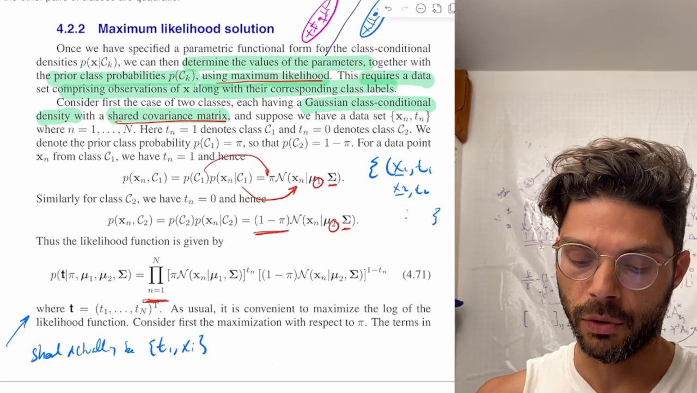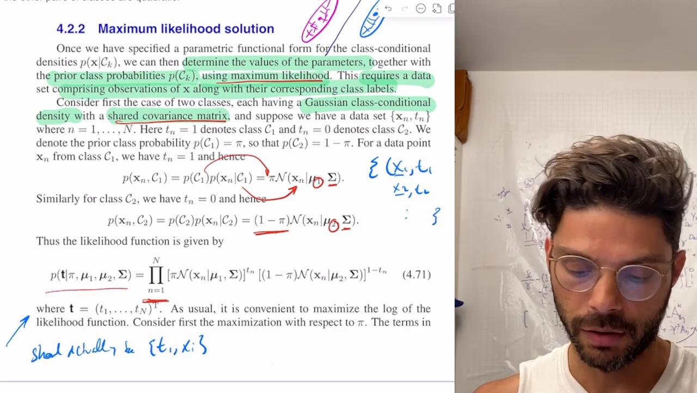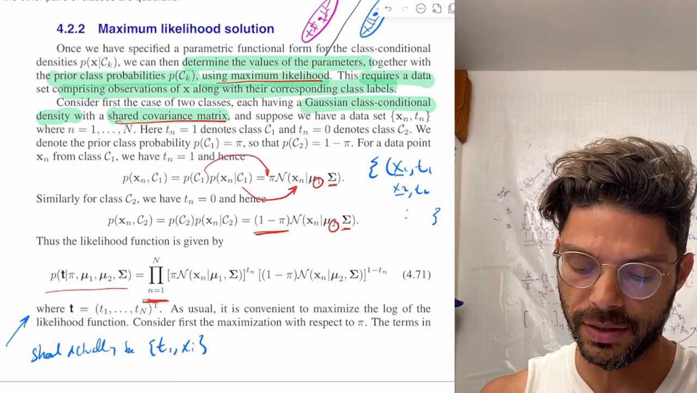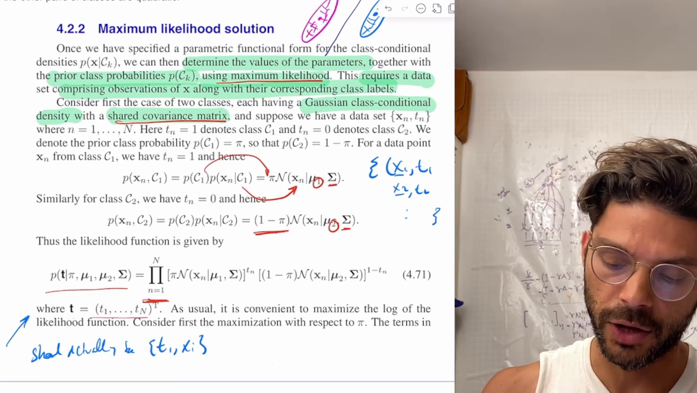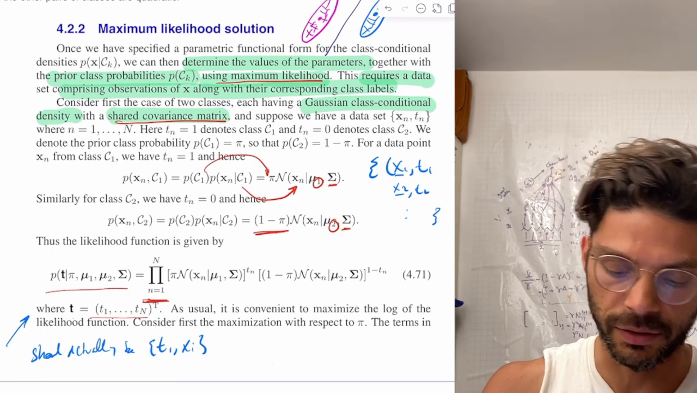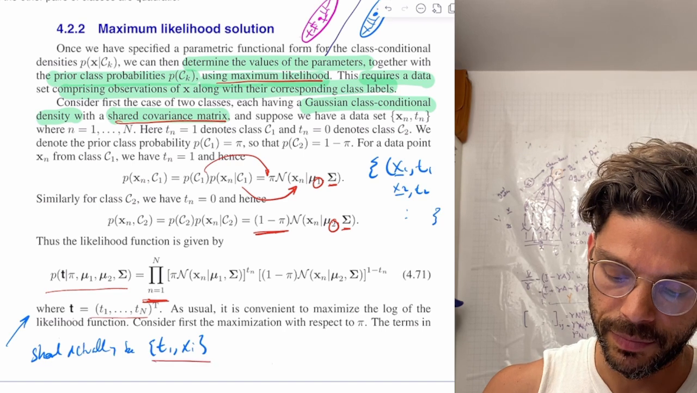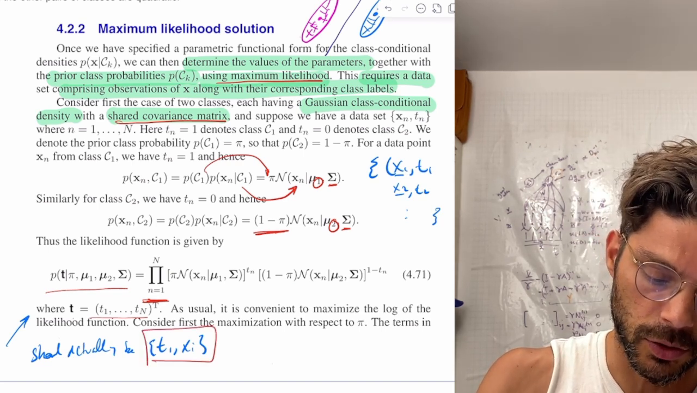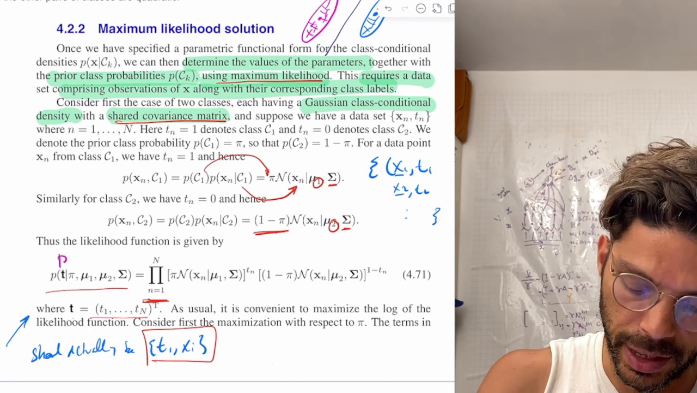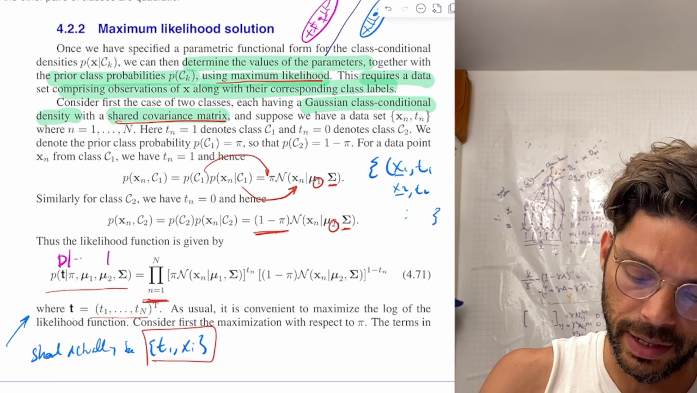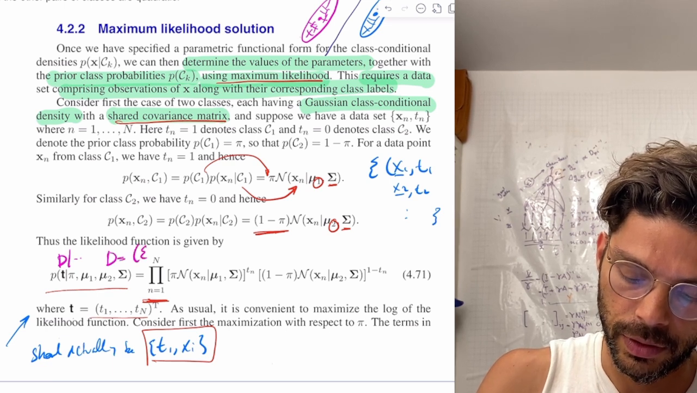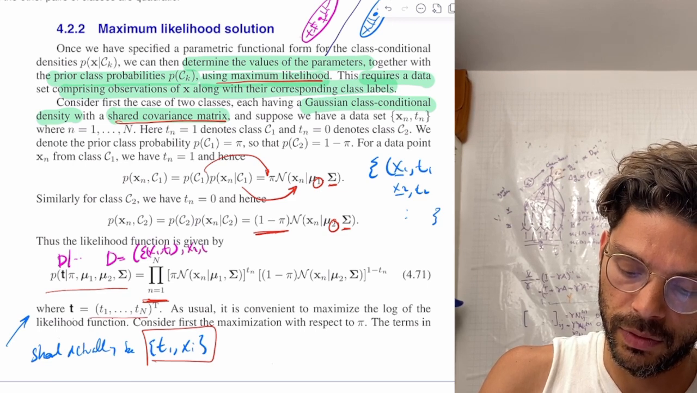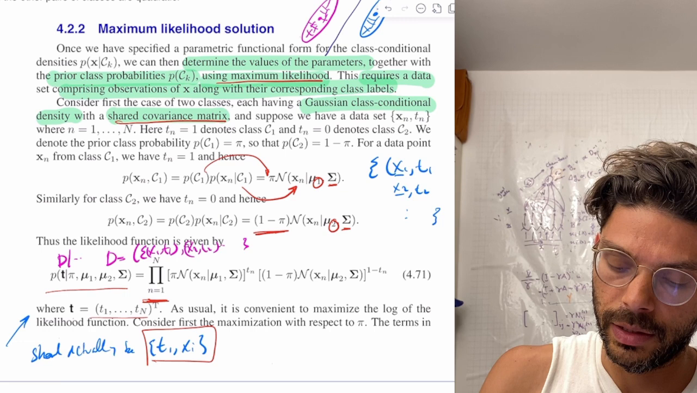And so now he's going to write the likelihood of these observations. Now this isn't quite right, so t is not just t1 to t_n. You actually have to include the full data set. So the best way to write this is just to write it as the probability of the data given the parameters, and the data is equal to x1, t1, x2, t2, and so on.